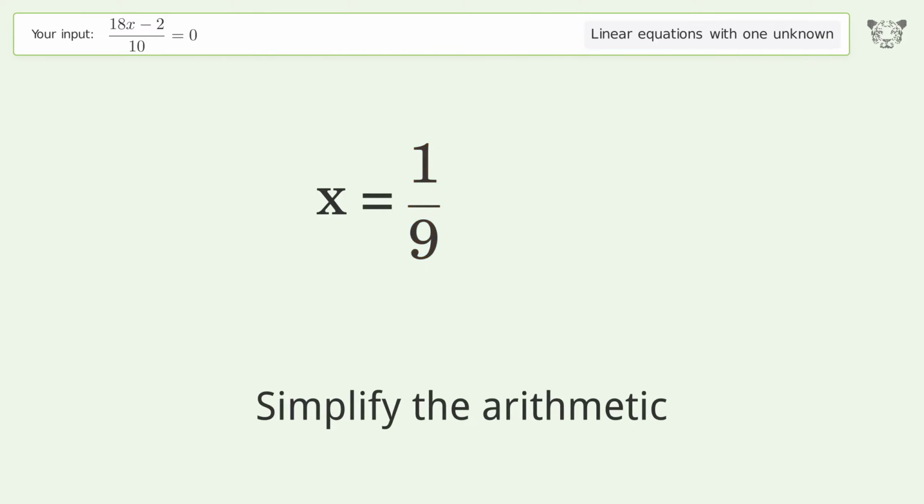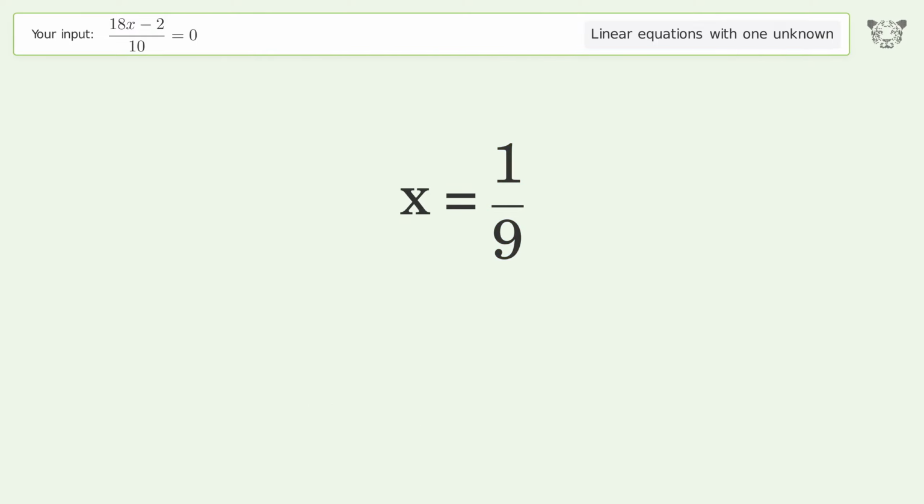And so the final result is x equals 1/9.